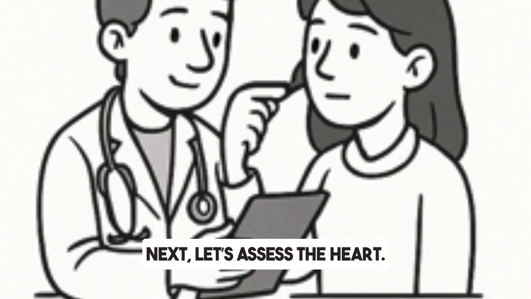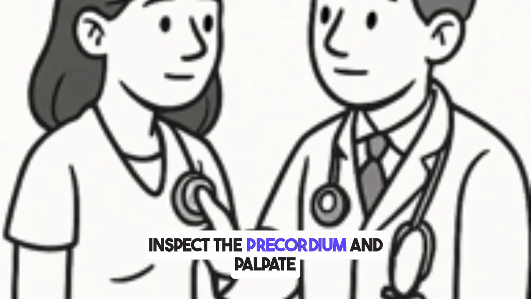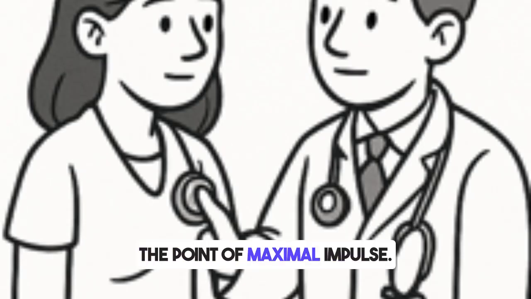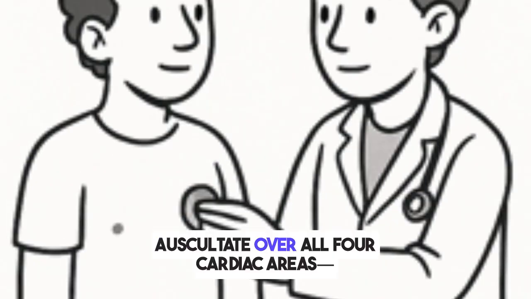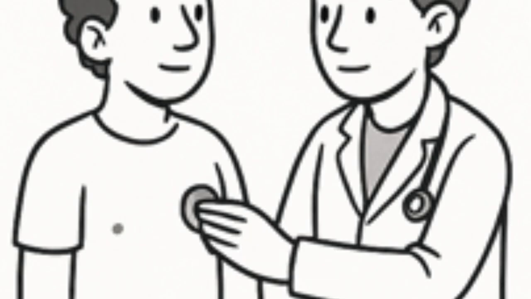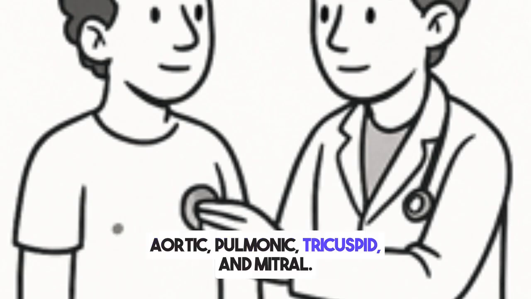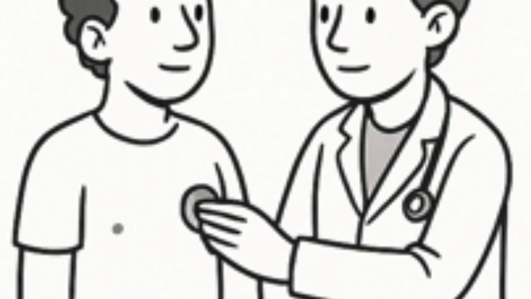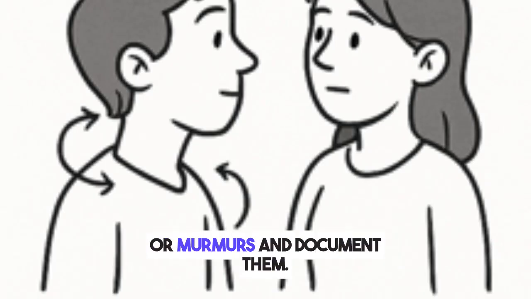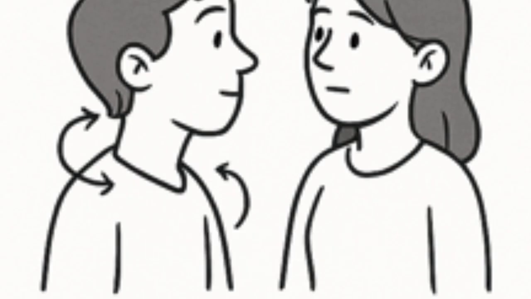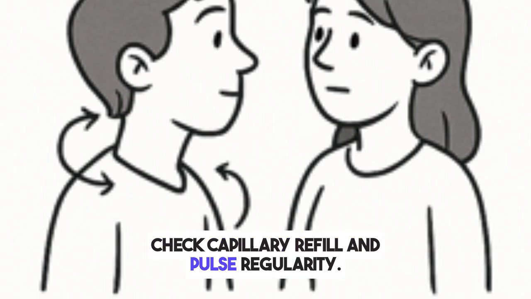Next, let's assess the heart. Inspect the precordium and palpate the point of maximal impulse. Auscultate over all 4 cardiac areas: aortic, pulmonic, tricuspid, and mitral. Listen for extra heart sounds or murmurs and document them. Check capillary refill and pulse regularity.